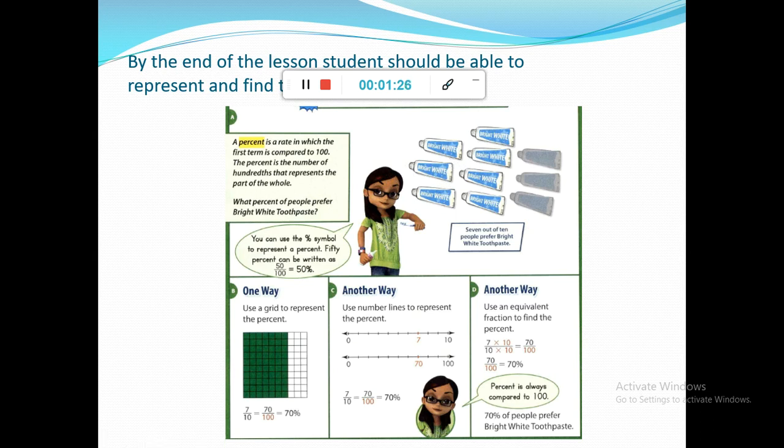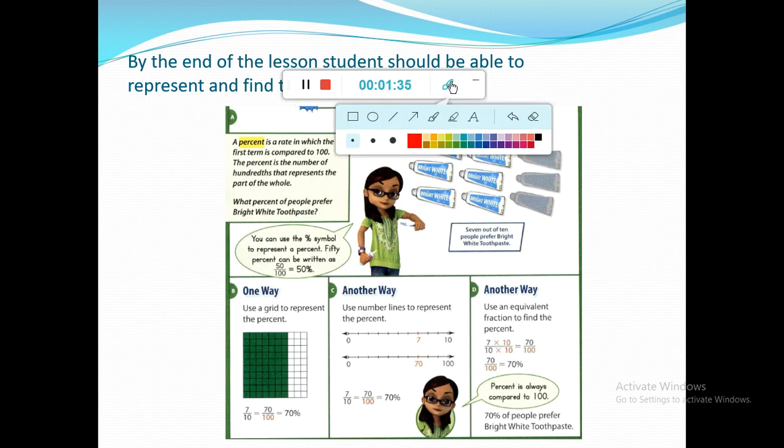So 7 out of 10 means 70 out of 100, because we can multiply if we want to write the fraction. Let me show you the fraction here. The fraction 7 out of 10. If you multiply both the numerator and denominator by 10, we will get 70 out of 100. So when the comparison is to 100, we can write it as percent. So the answer will be 70%.